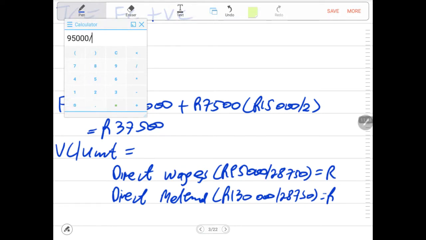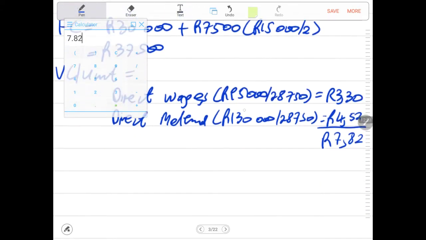I'll just show you these figures. Remember 28,750. This gives us 3 rand 30 cents. This is our direct wages, meaning our variable wages per unit. Remember, variable costs per unit are fixed. Then we have 130,000 divided by 28,750. This gives us 4 rand 52 cents. Now these will be rounded off because I did not take all the decimals into consideration. 4 rand 52 cents plus 3 rand 30 cents gives us 7 rand 82 cents per unit.